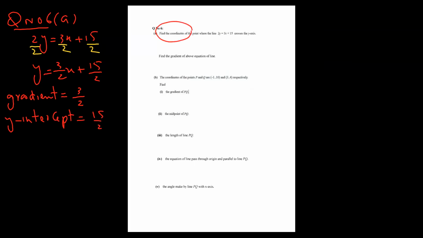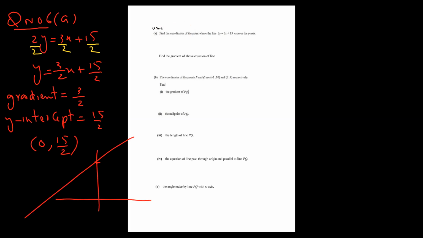And look, here we have some coordinates. Don't leave it like this. You must write x is 0, y is 15 by 2, because when the line cuts the y-axis, for example, this is cutting here, at this point x is always 0 and y we got now 15 by 2. So the concept is very, very clear. Let's go for B part.